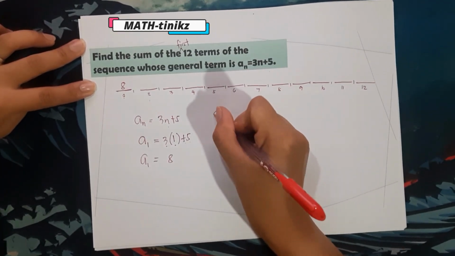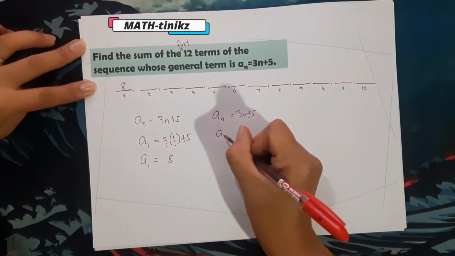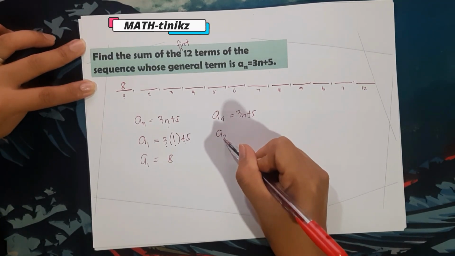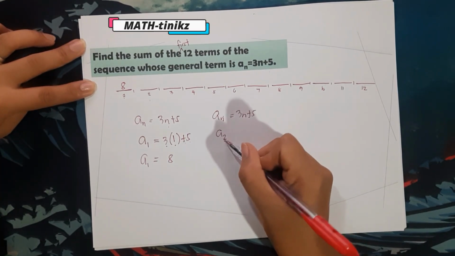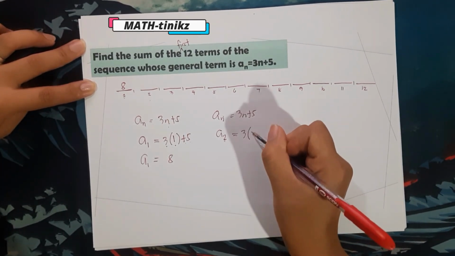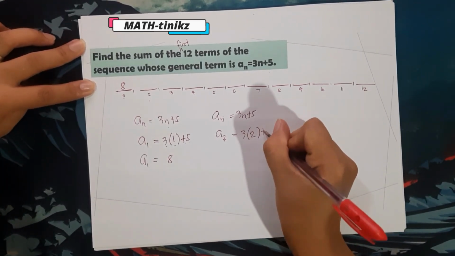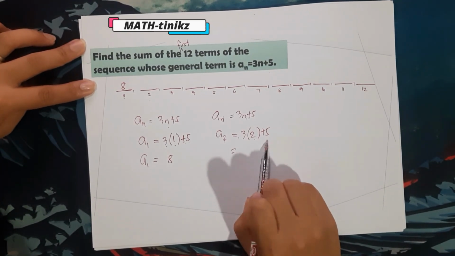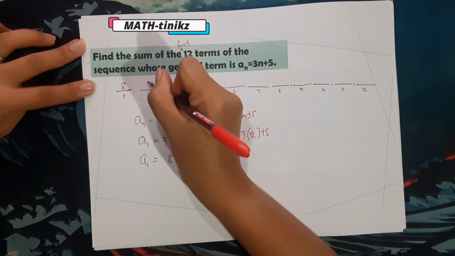Still using a sub n equals 3n plus 5. So, a sub 2, since the value of our n here is 2, the term position. Which position do we get? The second term, so we put 2 as n. So, 3 times the term position, 2, plus 5. So, 3 times 2 is equal to 6, plus 5 is equal to 11. So, our second term is 11.